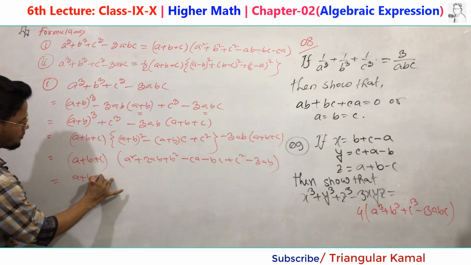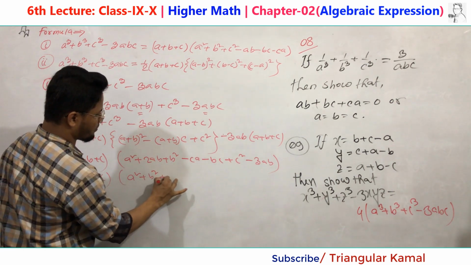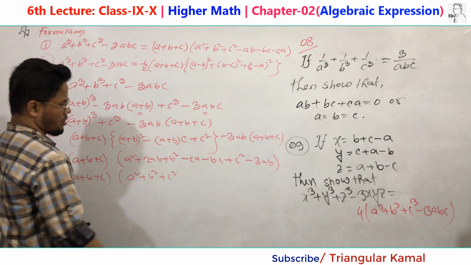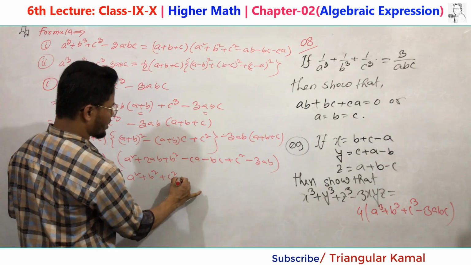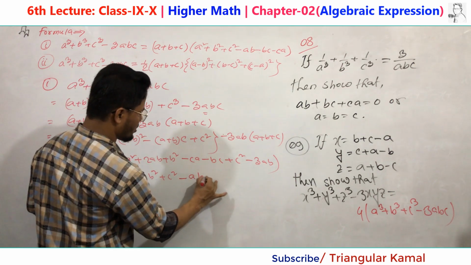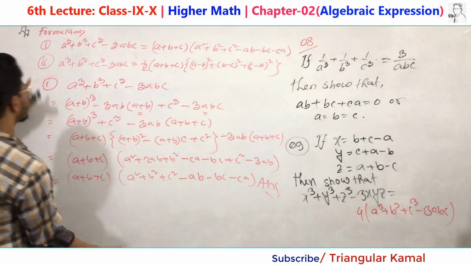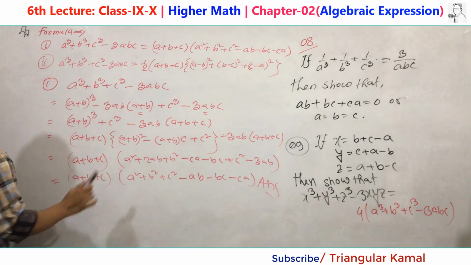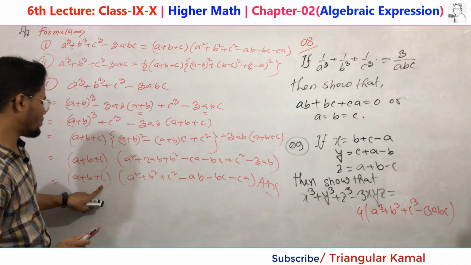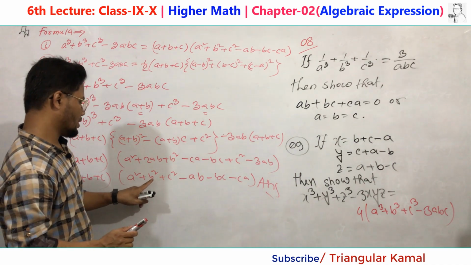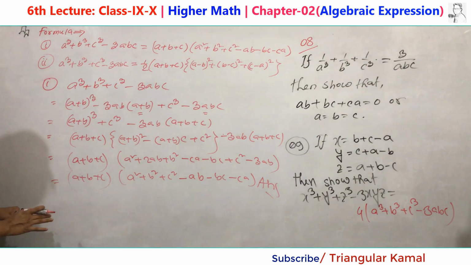So now a plus b plus c. Now just arrange the data: a square, b square and plus c square, and 3ab minus twice ab plus twice ab will be minus ab minus bc minus ca. So actually this is the right hand side, the first one. So this is the formula: a cube plus b cube plus c cube minus 3abc equals a plus b plus c times a square plus b square plus c square minus ab minus bc minus ca. This is the formula of factorization.